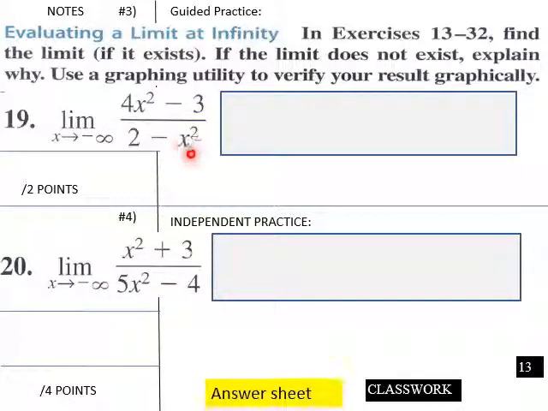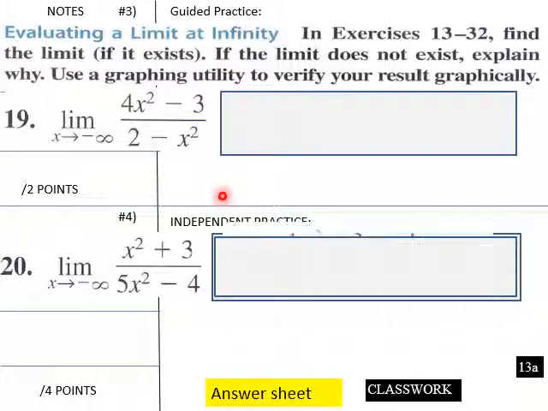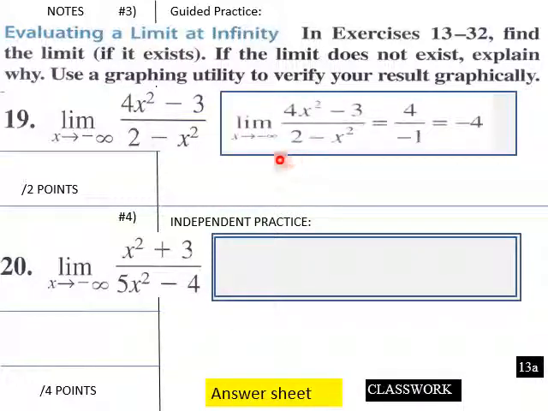So for 19 up here, as x goes to negative infinity, we're going to divide through again by x squared. When we do that, we'll end up with 4 up here in the numerator, and then negative 3 over x squared, that'll go to basically nothing, 0. And then here we can divide this by x squared. We end up with a negative 1. So we end up with negative 4 here for our solution to 19.